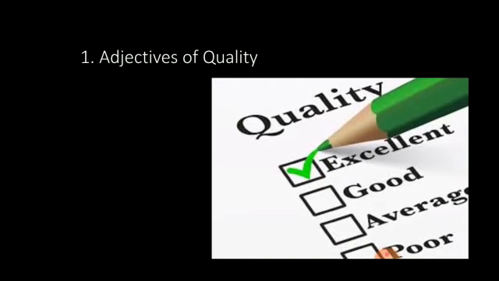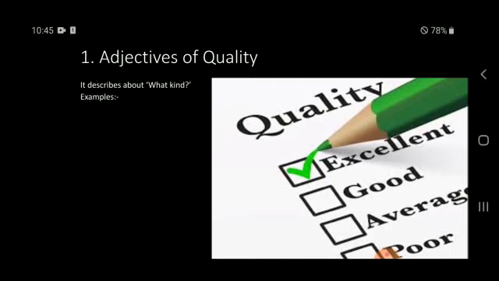Adjectives of quality. Adjectives of quality describe what kind. Examples. The kind of the color. Here can you see? A red rose. The word red describes the kind or the quality of the rose.